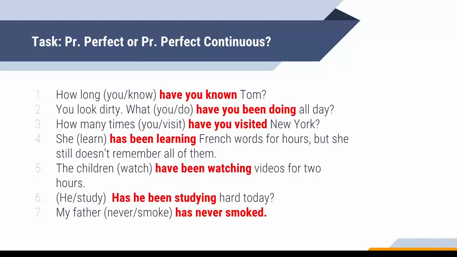Number 4, she has been learning French words for hours, but she still doesn't remember all of them. Unfinished activity, an action that started in the past and is still not finished in the present. Present perfect continuous, has been learning. The children have been watching videos for 2 hours. For how long? For 2 hours. As you don't have any other context here, the most logical usage is present perfect continuous.